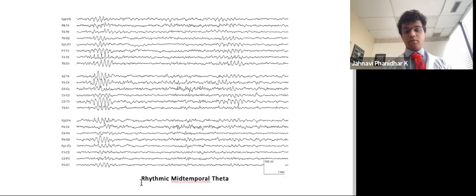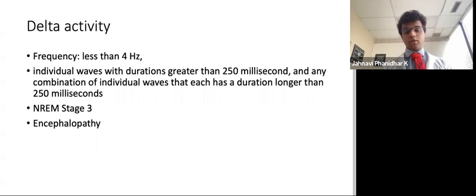This is the rhythmic mid-temporal theta waves. We can see the rhythms repeating in succession, again and again in the channels. This is considered a normal variant now, but it was thought to be related to epilepsy at one point.